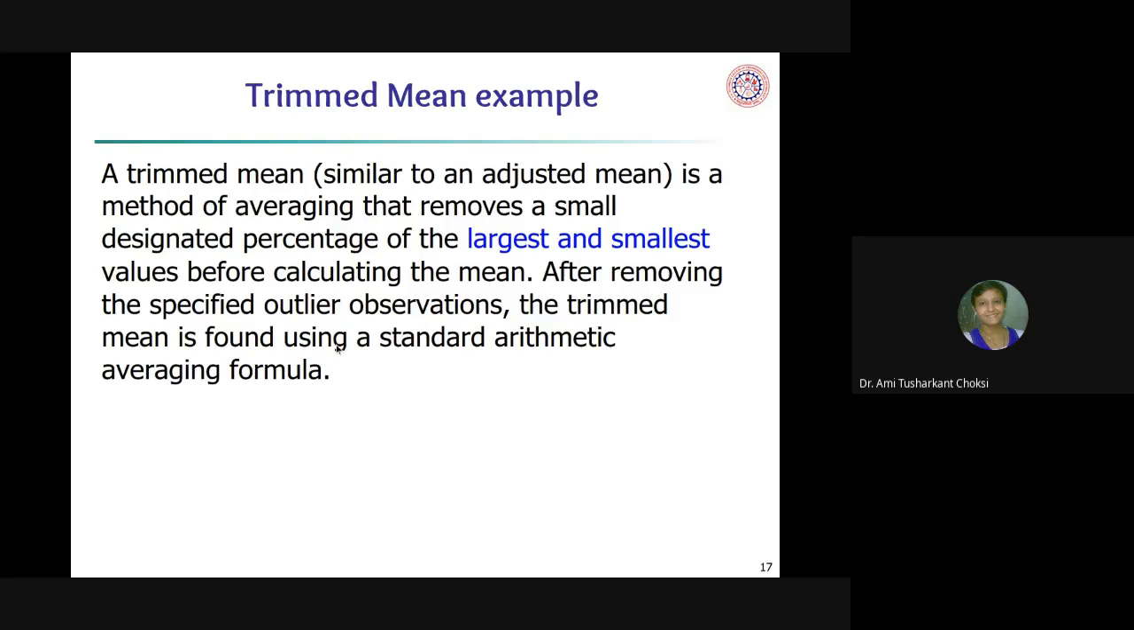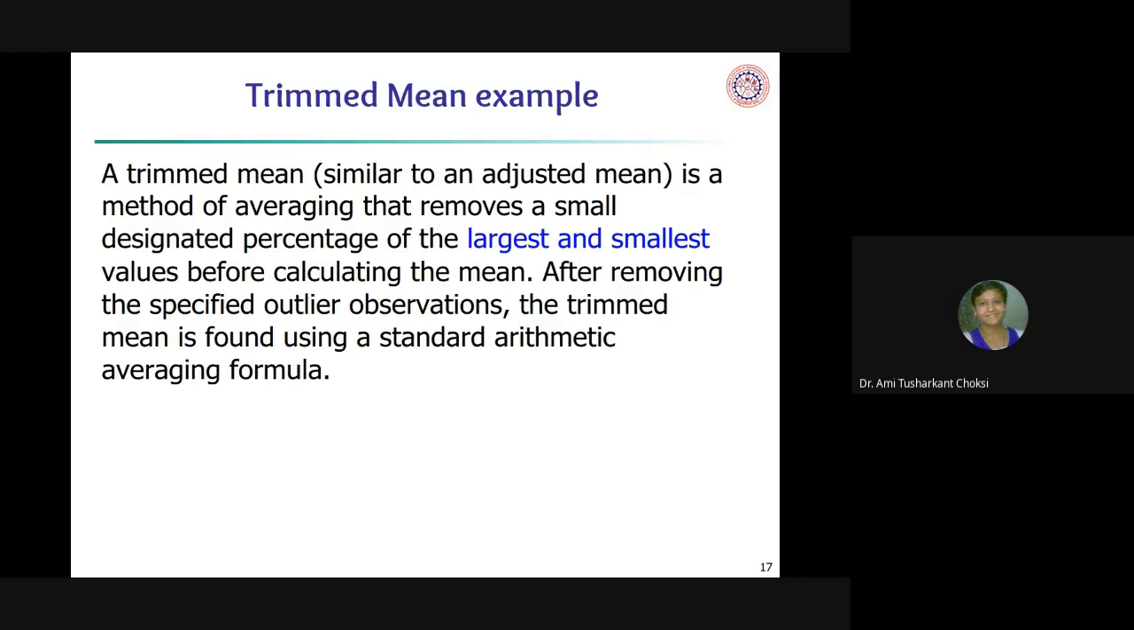Trimmed mean example. What do we say for that? Trimmed mean is similar to adjusted mean. It is a method of averaging that removes a small designated percentage of the largest and smallest values before calculating the mean. As I told you, the data is available in sorted manner, and let us say we remove the first value and the last value, right?